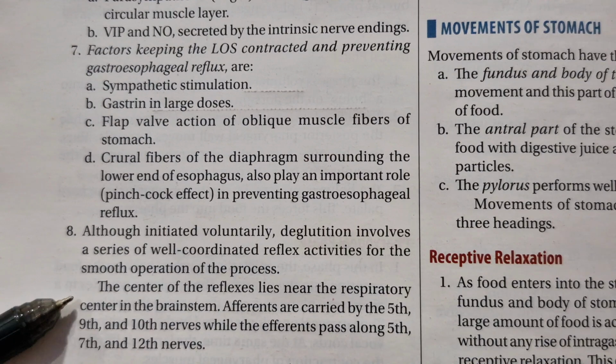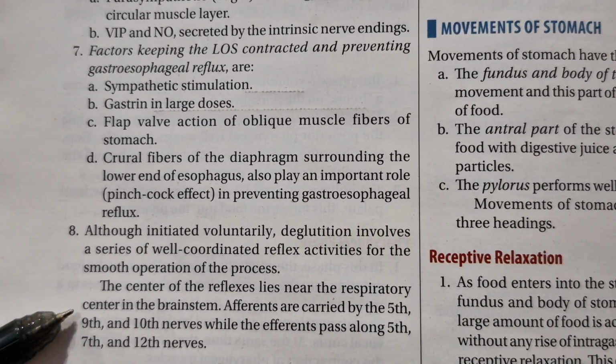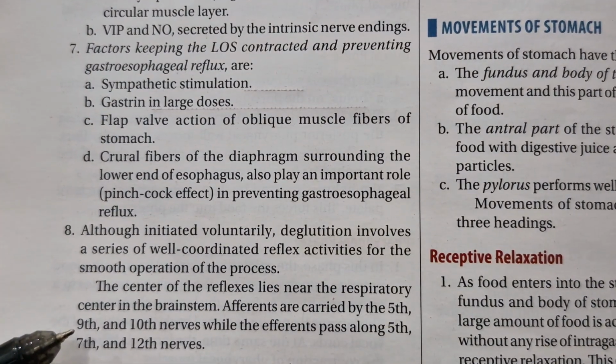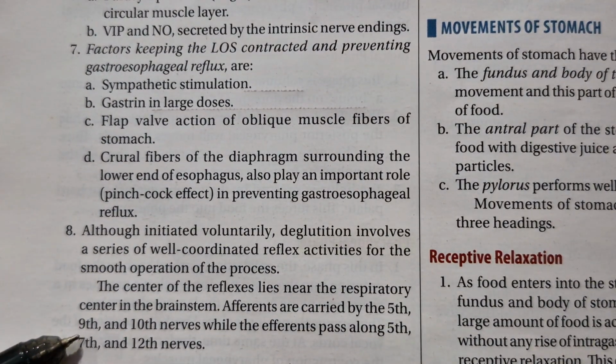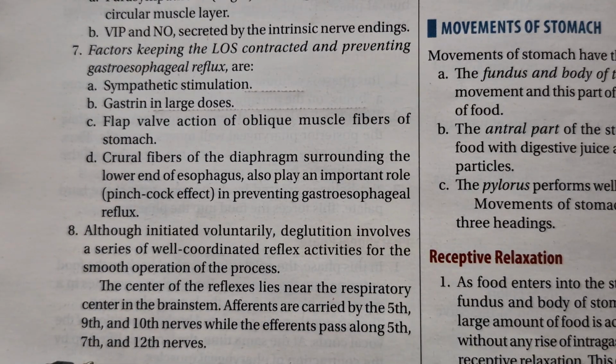The center of the reflexes lies near the respiratory center in the brainstem. Afferents are carried by the 5th, ninth, and the 10th nerves, while the efferents pass along the 5th, 7th, and 12th nerves.